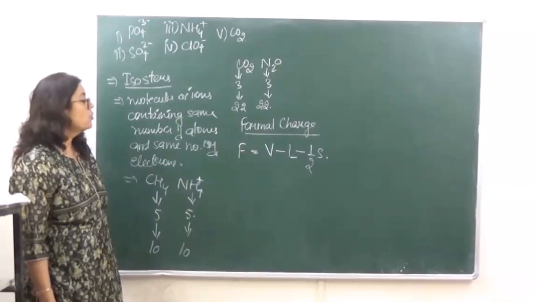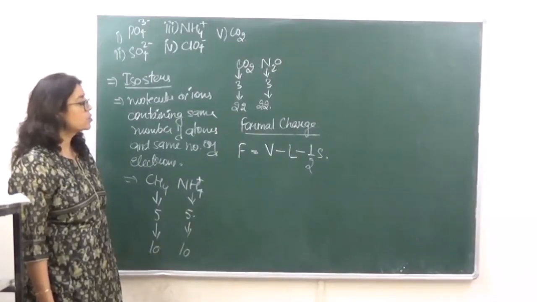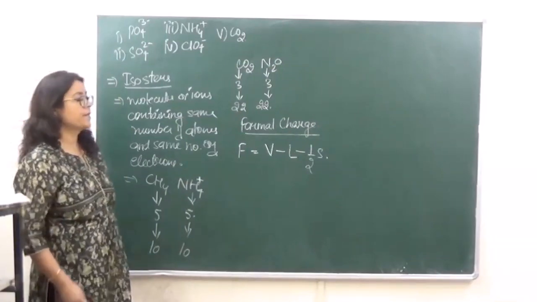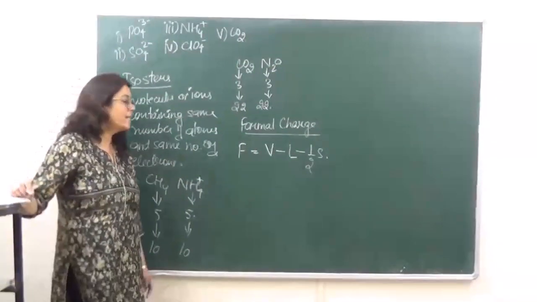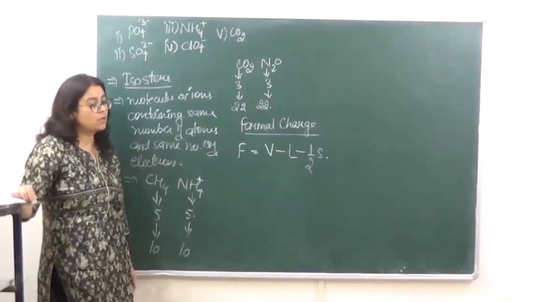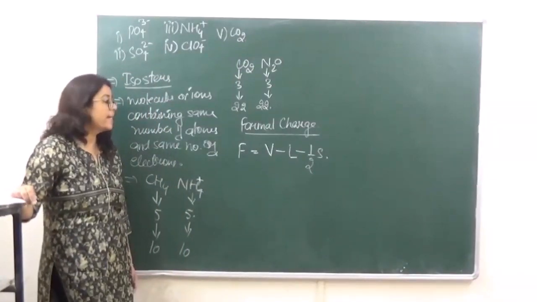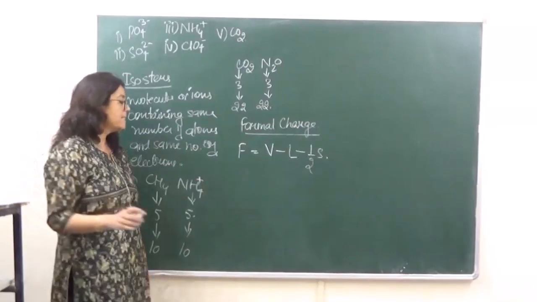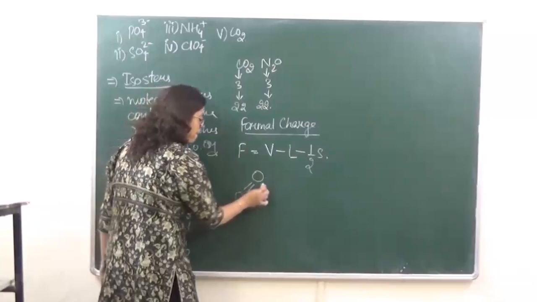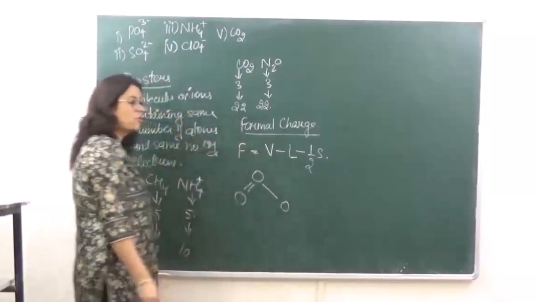Okay? So we say that any structure of a polyatomic molecule or ion is stable if the net formal charge on the entire molecule becomes equal to 0. ठीक है? जैसे for example, let's take the example of ozone. This is the structure of ozone.